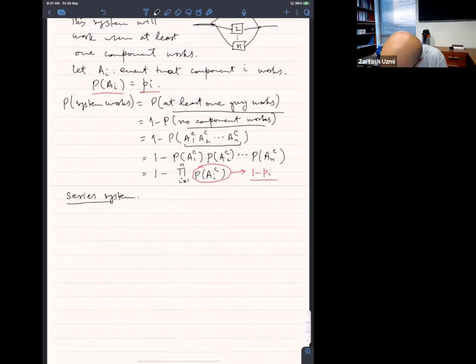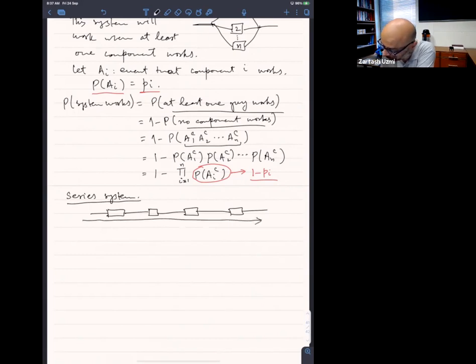Series system. Series system में you put these components in series. यूं समझ लें कि इसके अंदर से ये switches लगेंगे. If all the switches are closed, then the current will flow from left to right. अगर इनमें से एक भी switch खराब हो जाए, बंद हो जाए, okay, the current will not flow. So this system works if all components work.